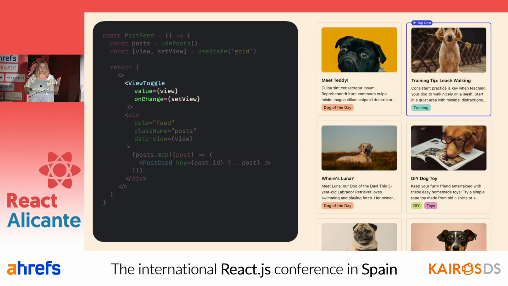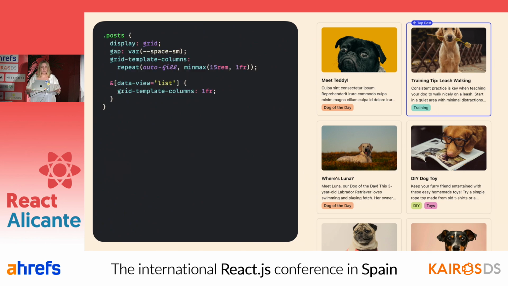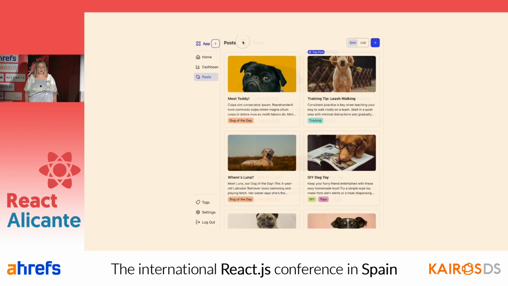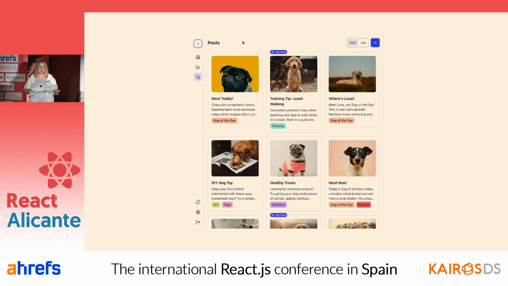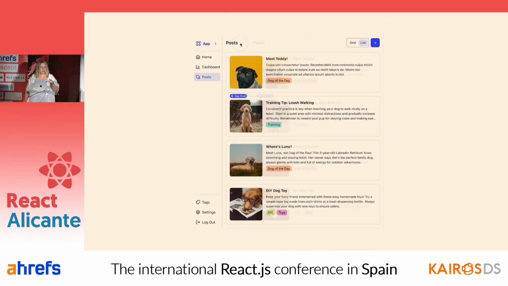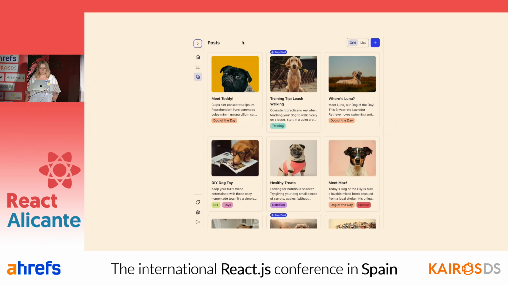And also, because our cards are built in a responsive way, it's really easy for us to toggle to the list view with just one additional line of CSS. With this, we can create different layouts for components that adjust dynamically based on surrounding elements. Here in the sidebar, I actually would like to show you something as well.